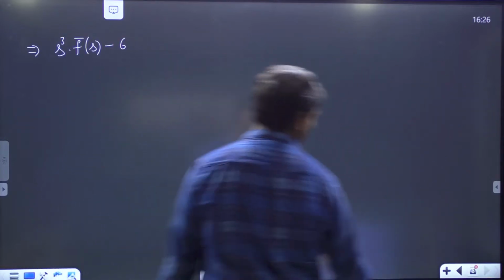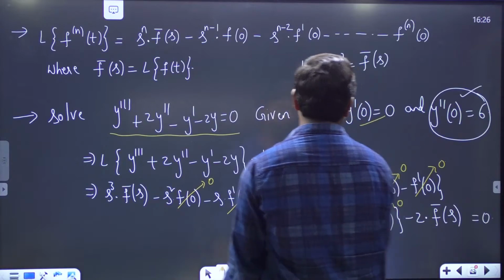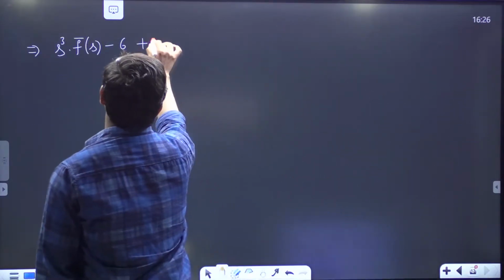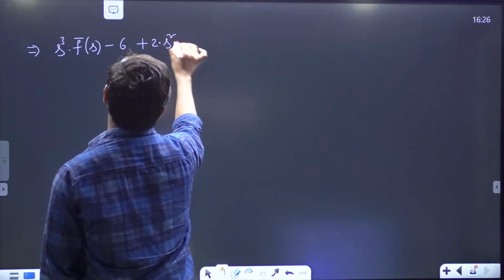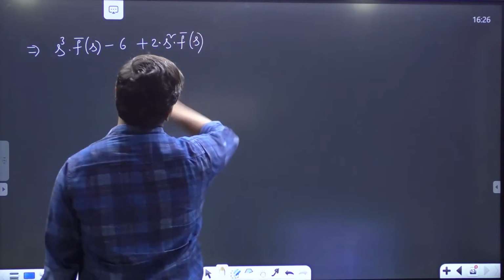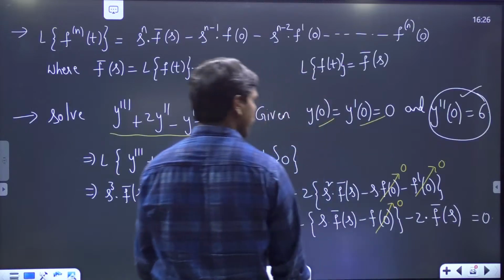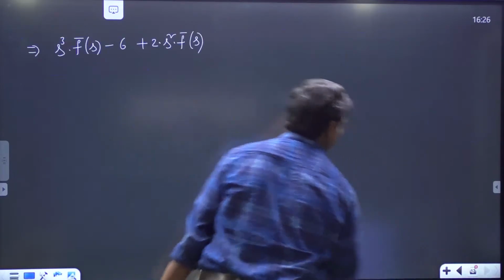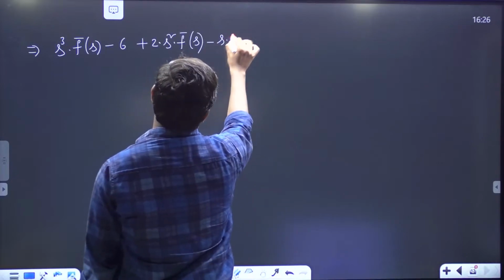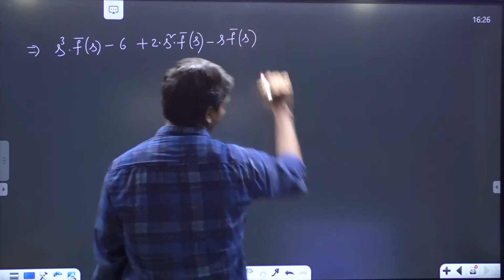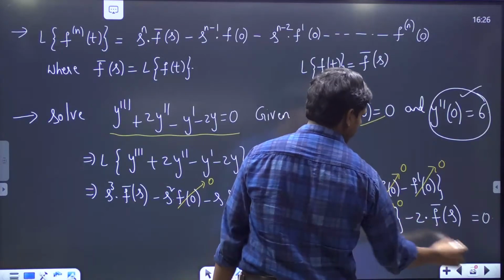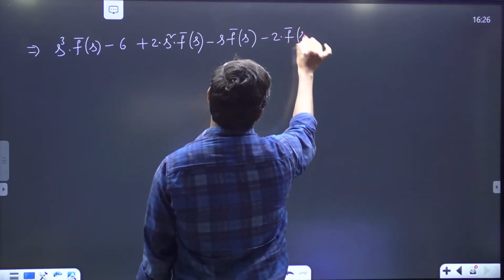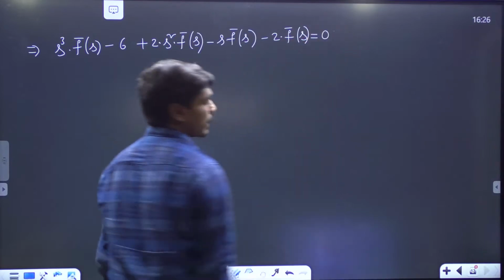6. Next, plus 2 times s square into f bar of s. Again, that's it. These two terms are zeros. Minus s into f bar of s. And what do we have? Still minus 2 times f bar of s. Minus 2 times f bar of s is equal to 0. This is what we have.